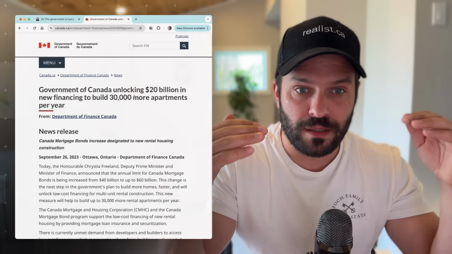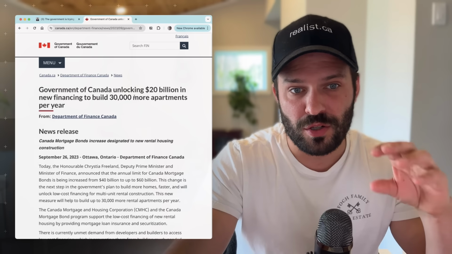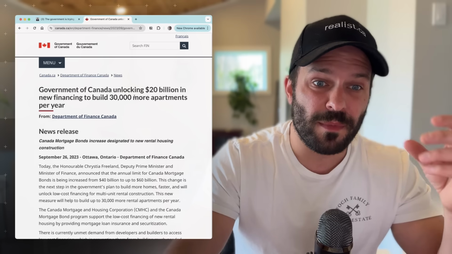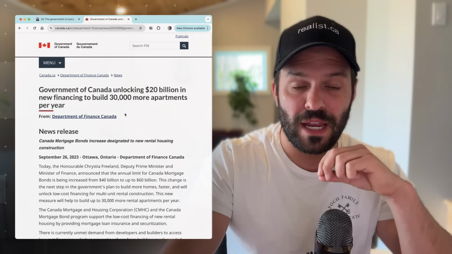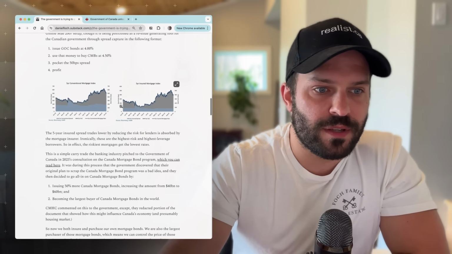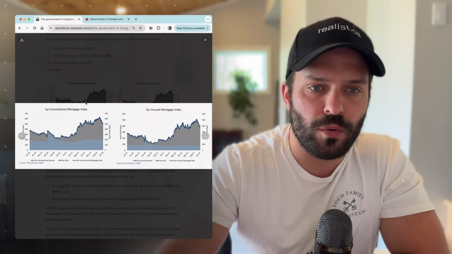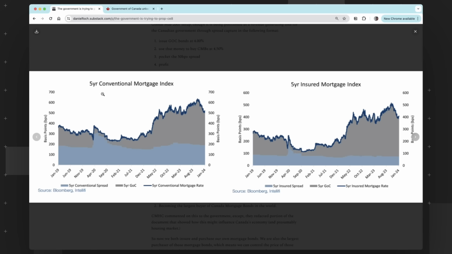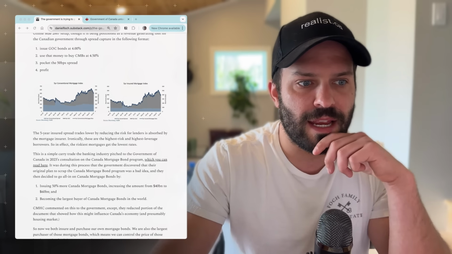And similarly, their ability to buy all of these mortgages. So not only are they issuing $20 billion more of CMBs, they're also going to become the primary purchaser of them. So the Canadian government will be buying 50% of all Canada mortgage bonds. And what this does is it allows them to keep the insured mortgage significantly below the conventional mortgage. So you can see here the 5-year conventional mortgage index versus the 5-year insured mortgage index. The spread on the insured is significantly lower because obviously lenders take on way less risk in this scenario where the risk is insured by CMHC.